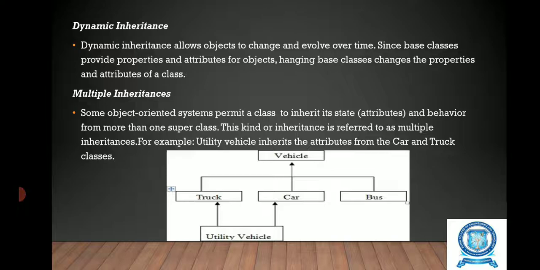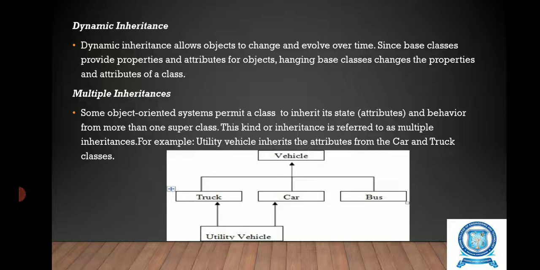Then dynamic inheritance. Dynamic inheritance allows objects to change and evolve over time. Since base classes provide properties and behavior for objects, changing base classes changes the properties and attributes of a class.